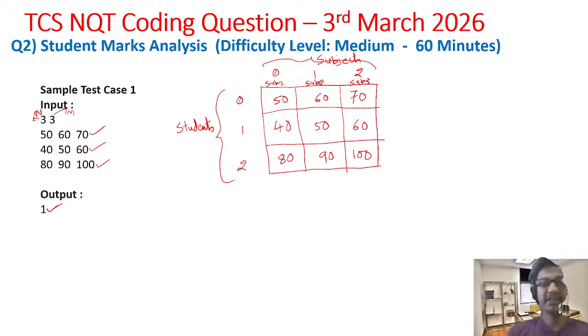Okay, so what we need to do is calculate how many students passed. Out of 3, how many students passed? The output is given as 1. This we need to calculate.